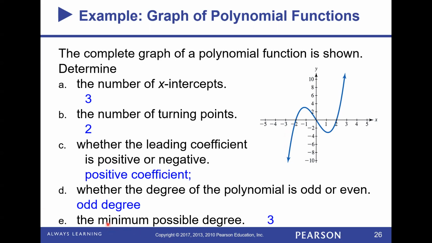Okay, now determine the lowest possible degree. It has to be odd. Right here, 3 x-intercepts, so it's got to be 3 or more. And the turning points definitely rule with that. It's got to be 3 or more. So therefore my minimum degree is 3.